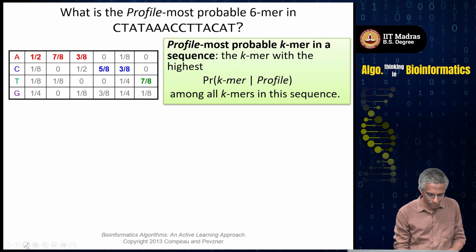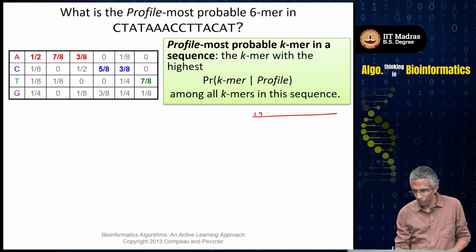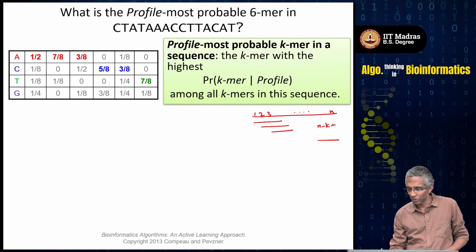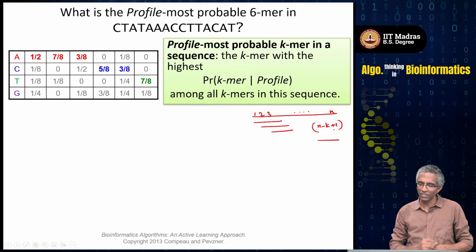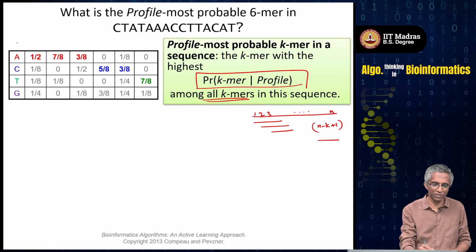So, if your sequence is of length n, positions 1, 2, 3, etc. to n, then there are all these different k-mers that start at different positions, and there are a total of n minus k plus 1 k-mers in this sequence. Among all of these n minus k plus 1 k-mers in the sequence, I want to know which k-mer has the highest probability given a particular profile matrix. In this particular example, this is my profile matrix that is given.